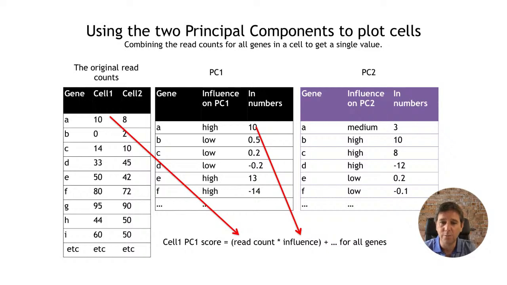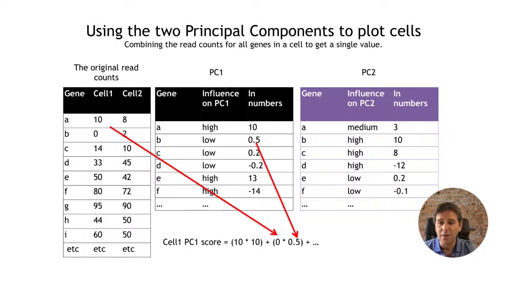And we're going to multiply those together. So it's going to be 10 times 10. And then we're going to go on to the next gene, B, for example, and do that. So here's 10 times 10. That's our counts by the influence on the PC here.